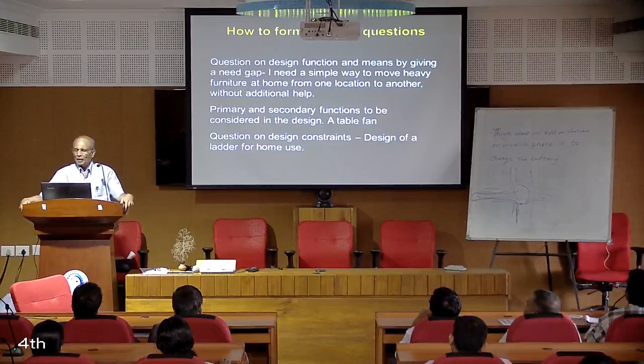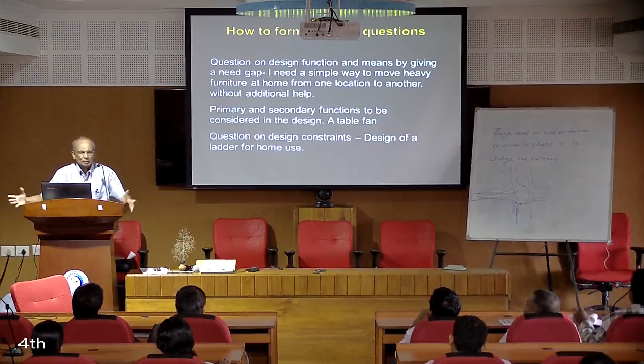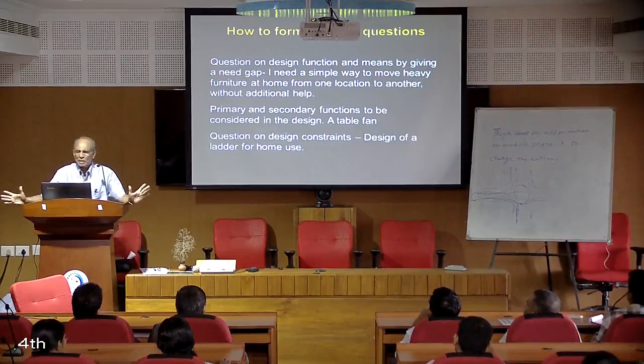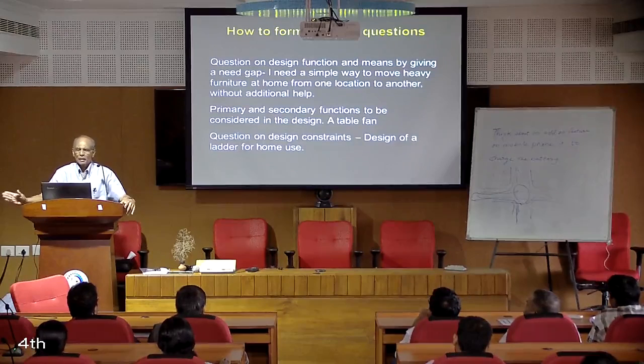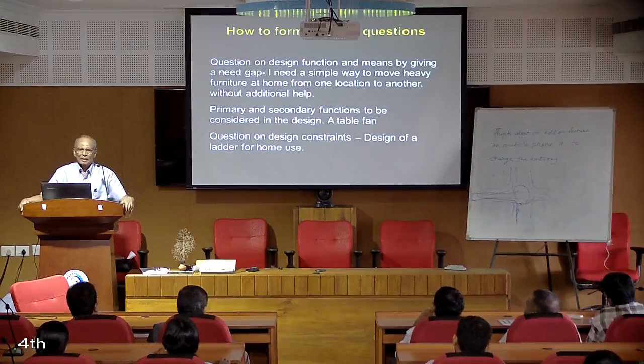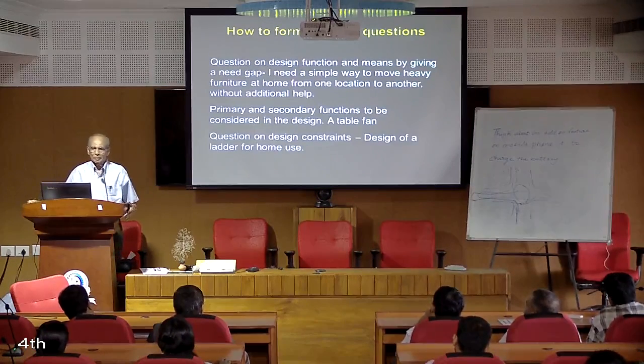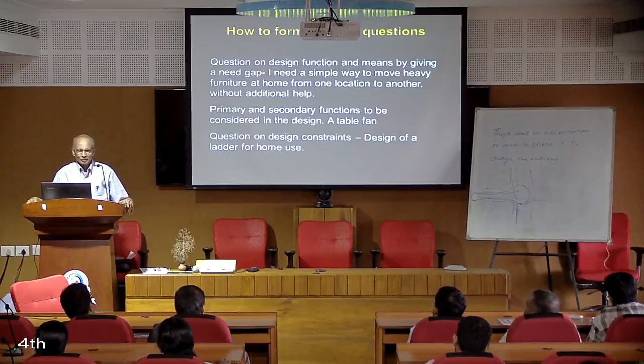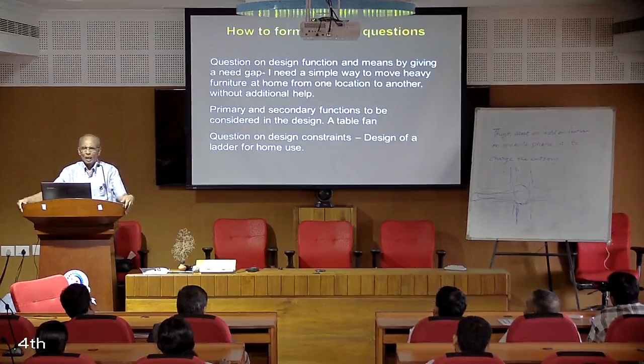Question on design function and means by giving a need gap. That's right. The question is like this: I need a simple way to move heavy furniture at home from one location to another without additional help. Every time it happens, there's a big almirah. I want to move it and no one is there. I want to move it from one place to another. How will I do it?